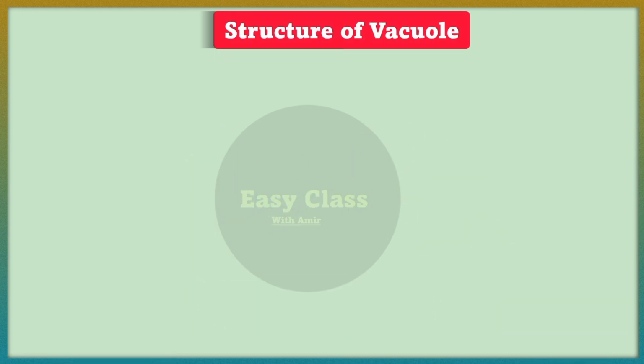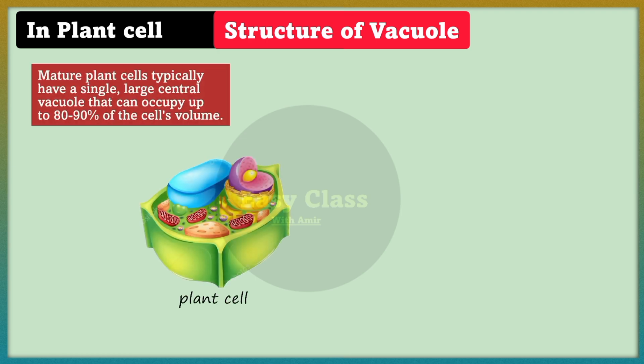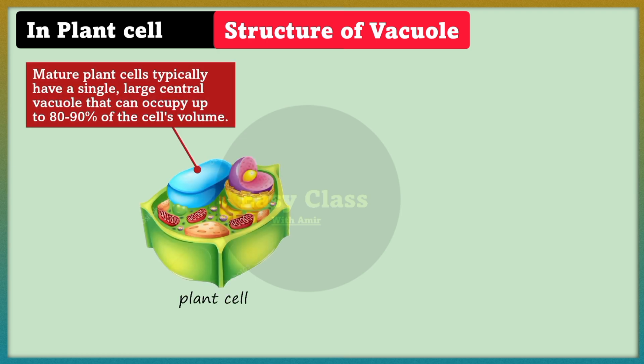Structure of vacuoles. Mature plant cells typically have a single, large central vacuole that can occupy up to 80 to 90% of the cell's volume. Immature or actively dividing plant cells may have smaller, multiple vacuoles that eventually fuse to form the central one.